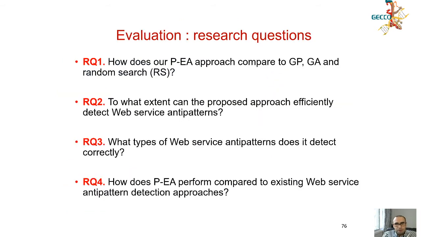So to evaluate our approach, we have defined 4 research questions. The first research question is about our approach, which is called PEA, as compared to genetic programming and random search. We also looked at to what extent the proposed approach can efficiently detect web service anti-patterns. Then, to what extent does it detect web service anti-patterns correctly? Is there any bias towards the detection of any specific types of anti-patterns? And the last research question is about a comparison with state-of-the-art techniques.